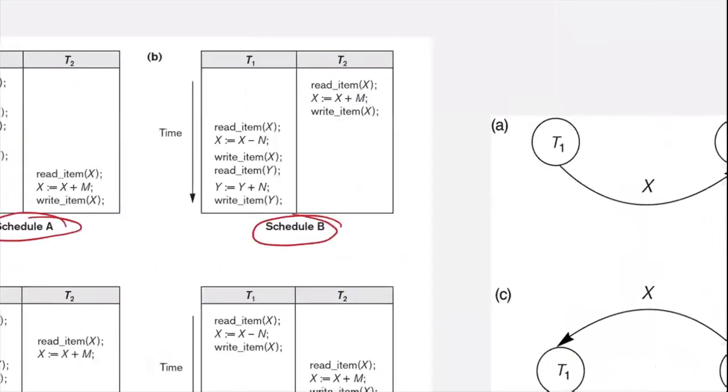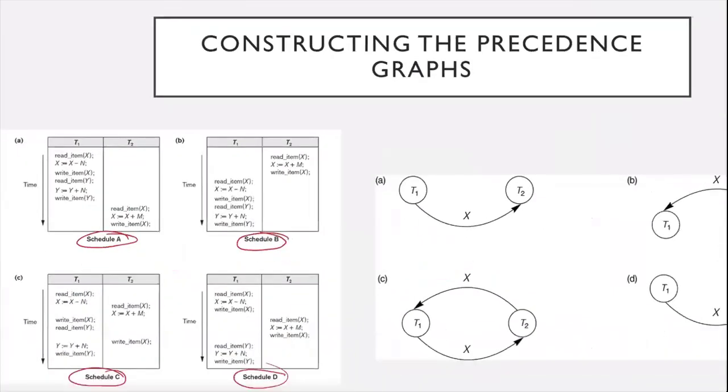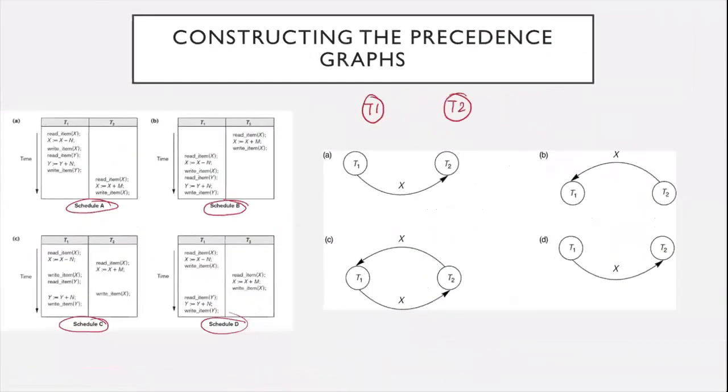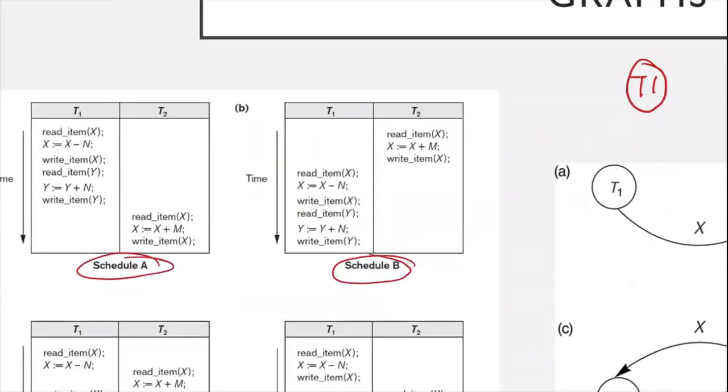We can start with the first two also. Let's start with T1. So T1 has two transactions, so I will draw two nodes, one for each transaction. Now, what was the condition for drawing the edge? Draw an edge from Ti to Tj if Ti performs a write before read, read before write, or write before write, for the same data item.